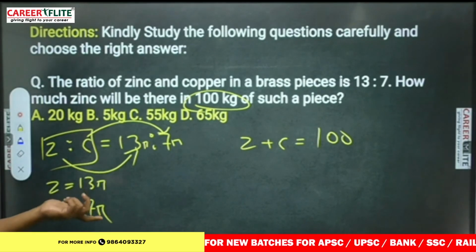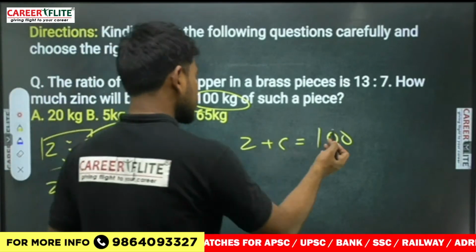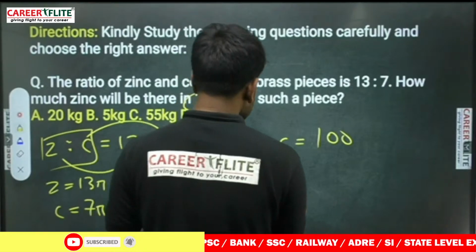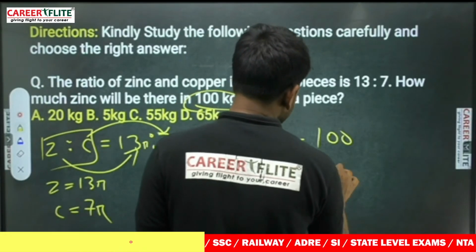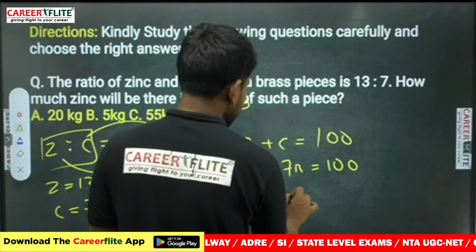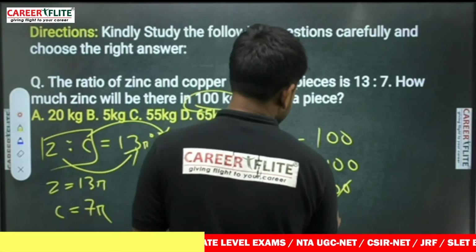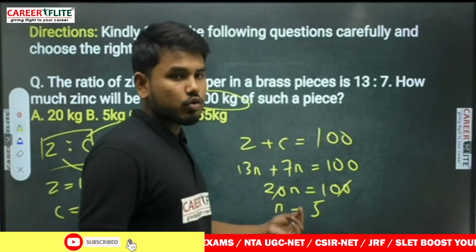7R. Right? Now we know zinc plus copper is 100. So what is zinc? Zinc is 13R, copper is 7R. This is coming out to be 100. So this is 20R is equal to 100. So R is equal to 5. R is equal to 5, right?